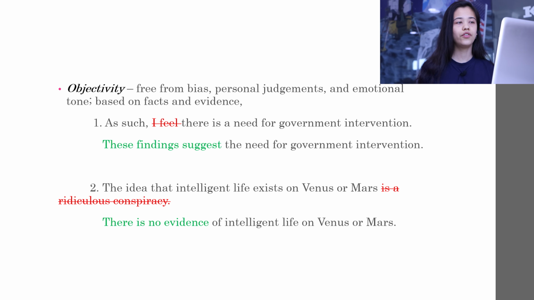As such, I feel there is a need for government intervention. Instead of saying I feel, we can use: these findings suggest the need for government intervention. The second example sounds like: the idea that intelligent life exists on Venus or Mars is a ridiculous conspiracy. Ridiculous conspiracy makes your sentence a little bit informal and subjective. Therefore, we should say there is no evidence of intelligent life on Venus or Mars.